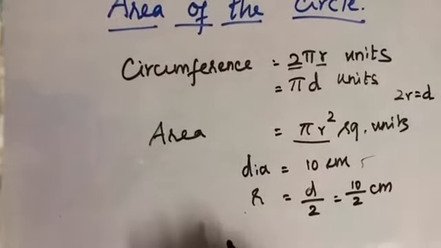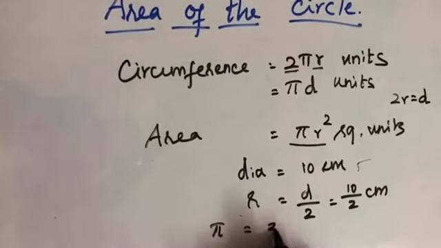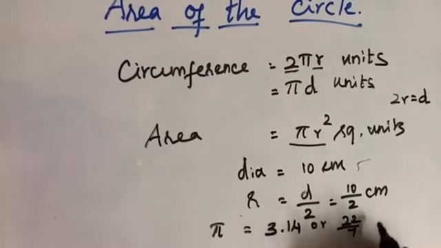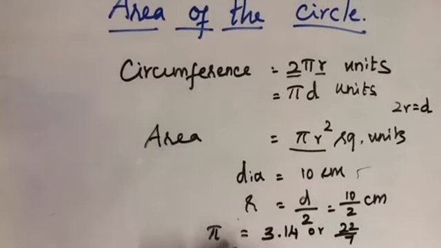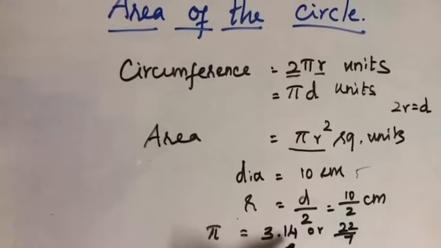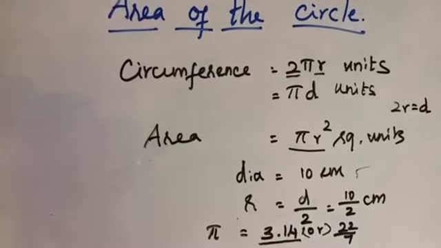Okay, what is the value of pi? Hope you remember that. So pi is equal to 3.14 or 22 by 7. According to the question, you can substitute the value. So pi is equal to 3.14 or 22 by 7. Okay, it is the decimal value. We learnt about this in the previous class. Now we are going to solve few problems in this topic, area of the circle.